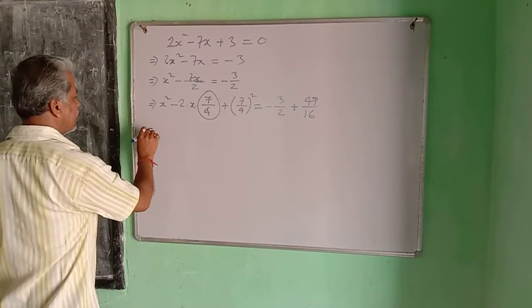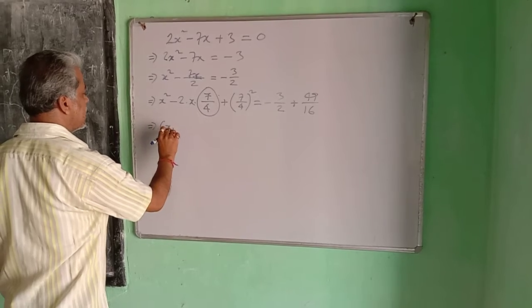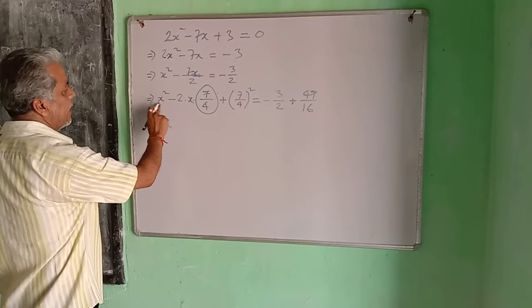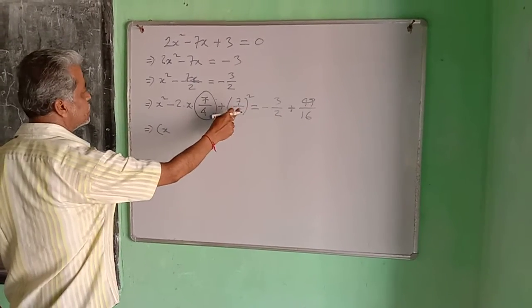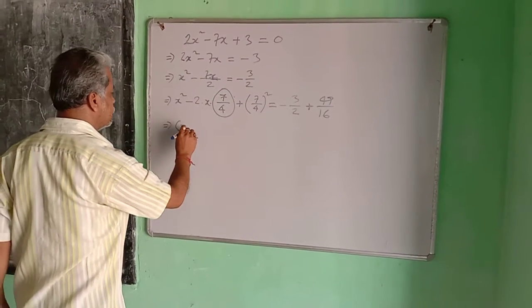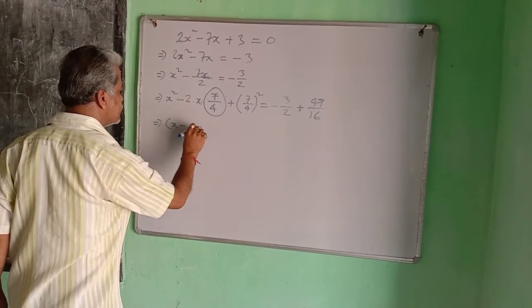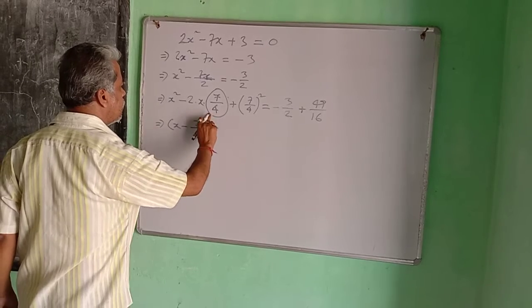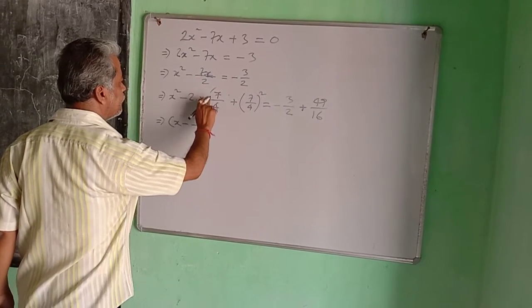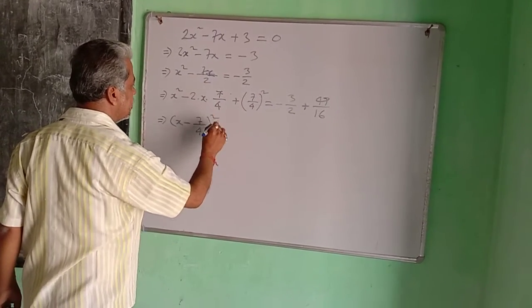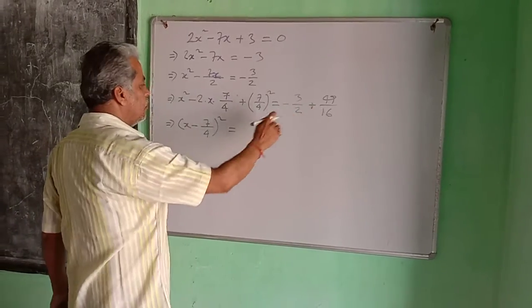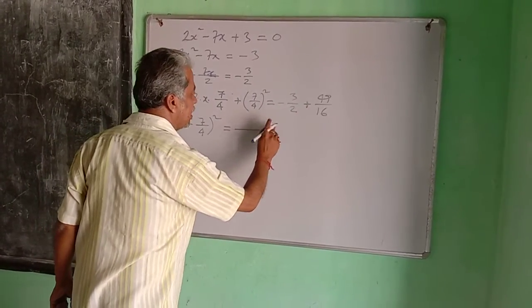Your 7 square is 49 and 4 square is 16. Okay. Now your left hand side has become a perfect square. It is a square minus 2ab plus b square, so it is a minus b whole square. A minus b whole square is equal to, simplify the right hand side.